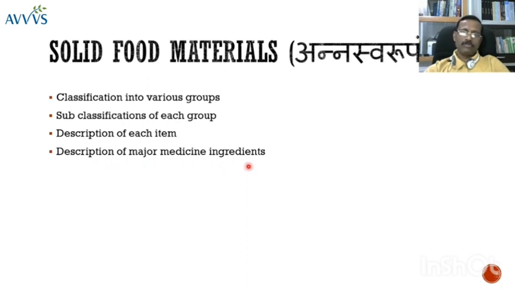Along with the solid food materials, at the end portion of this chapter, there are some descriptions about some medicine groups, or it is called a vargam, medicine groups like Triphala. Triphala means three fruits, that is Haridagi, Vibhidagi and Amalagi. I will discuss it later, which are a very important content of many medicines.